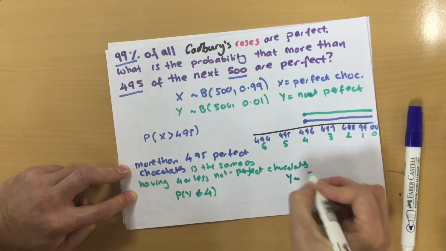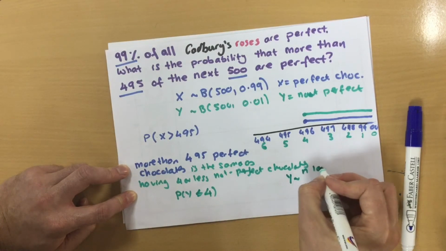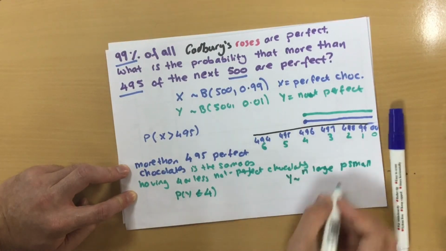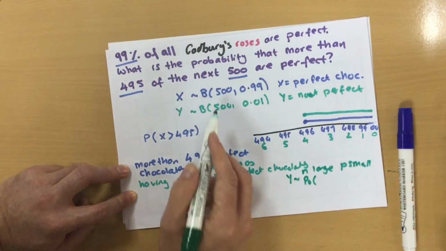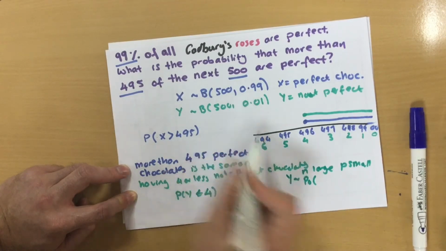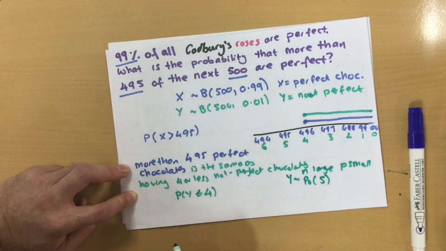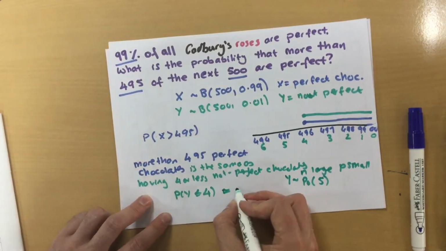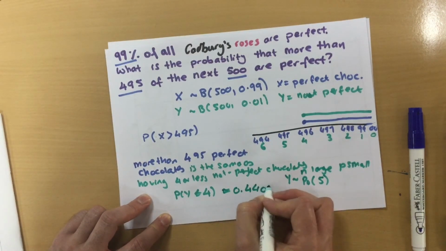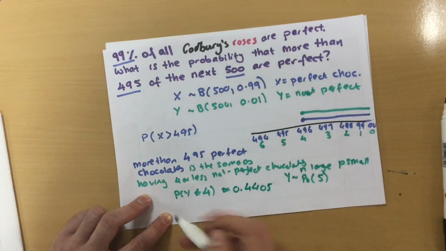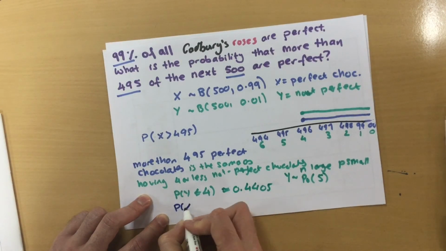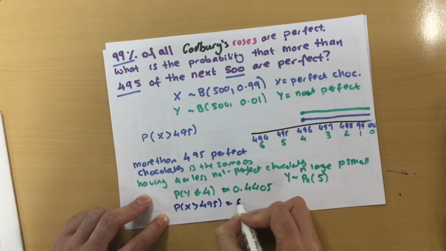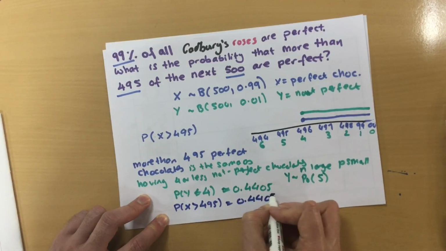Because n is large and p is small, we state again our conditions here. 500 times 0.01 is 5, so that is approximately 0.4405. So we can say that the probability that X is bigger than 495 is roughly 0.4405.